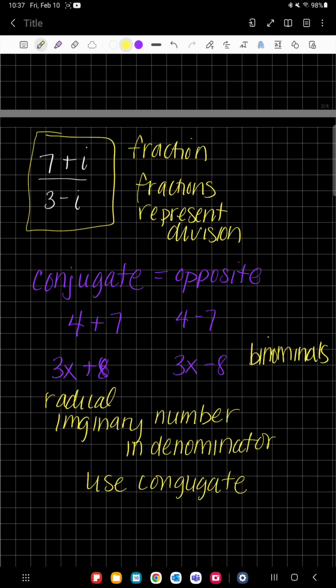Okay, but anyway, so we're going to evaluate this. We have to divide 7 plus i divided by 3 minus i. So we look, the first thing we recognize, okay, we have a rational expression, right? Fractions is rational, right? So it's like a rational expression.